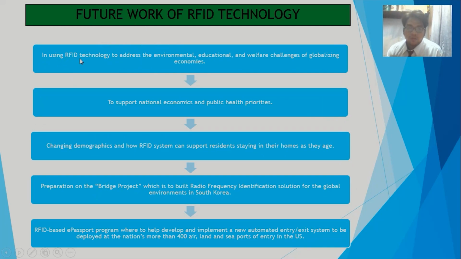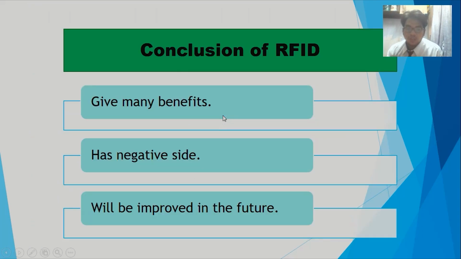First, using RFID technology to address the environmental, educational and welfare challenges of a globalizing economy. Next, to support national economic and public health priorities. Next is changing demographics and how RFID systems can support residents staying in their homes as they age.